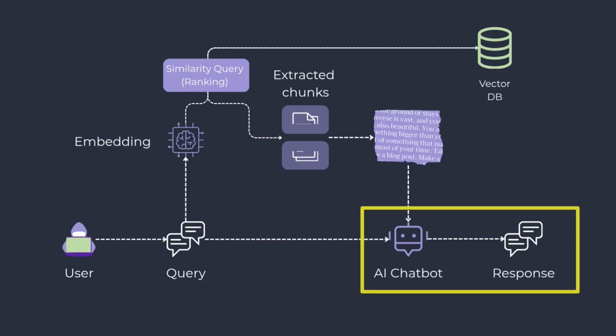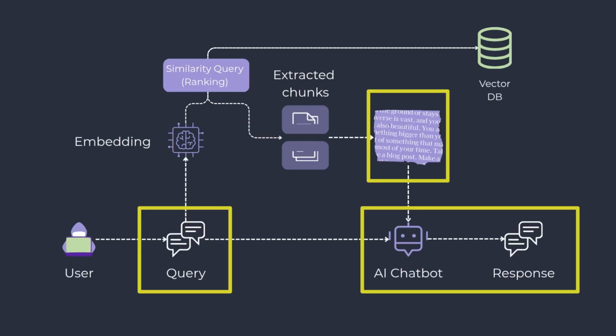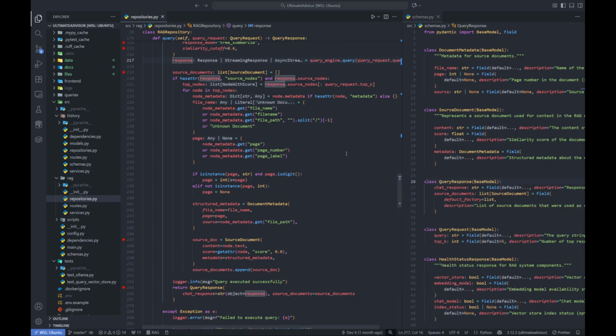And the last part, the LLM generates a response. Finally, the AI chatbot receives both the original question from the user and the relevant context from our documents and generates an answer based on this specific information. After getting the response, we also extract information about which source documents were used. This includes the file name, page number, and the similarity score. This is really useful because the user can see exactly where the information came from.